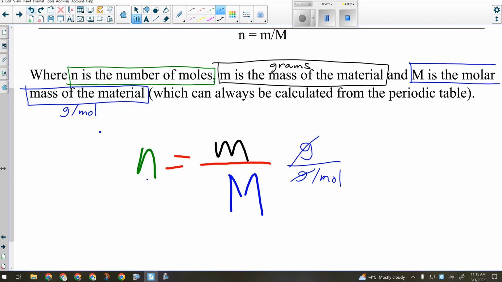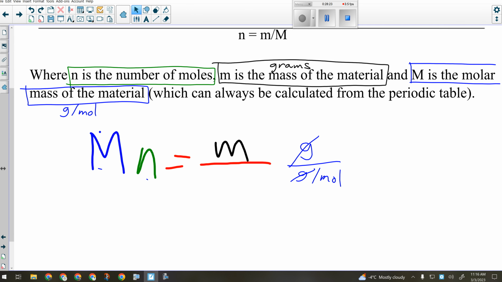I've got to move M over, whoops. That's not what I want. I just have to move M over here, and I'm done. That's the only manipulation we're going to have to do of that formula. We'll concentrate on algebra when we get to physics. All right, everybody good with that?